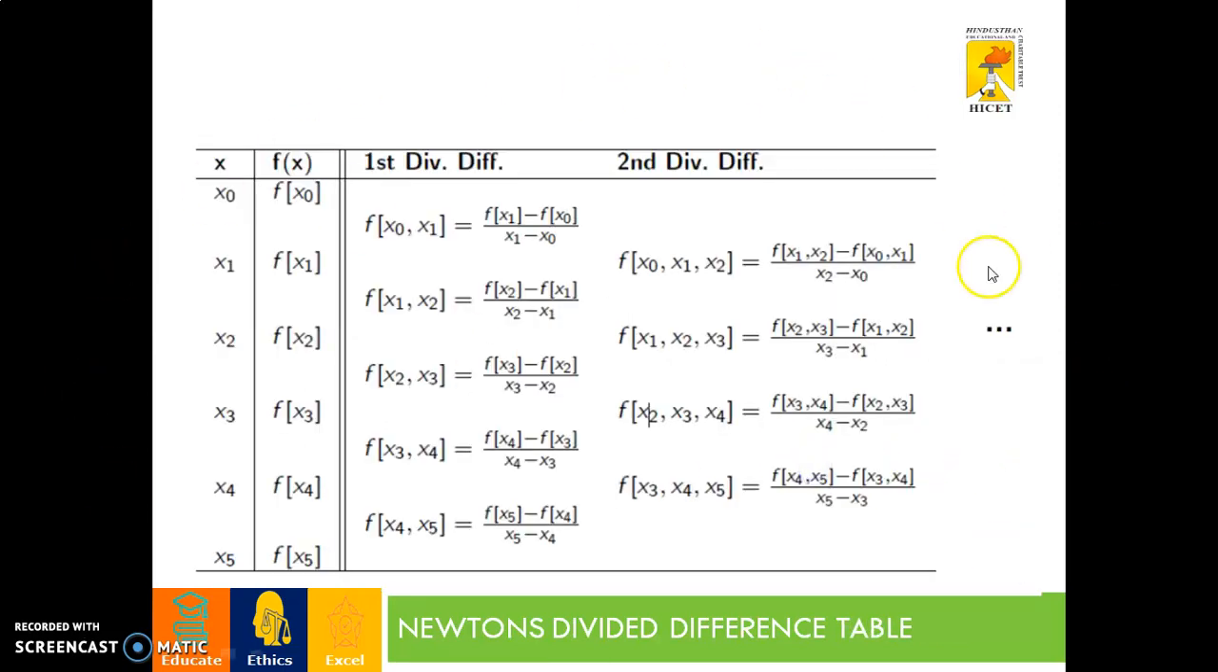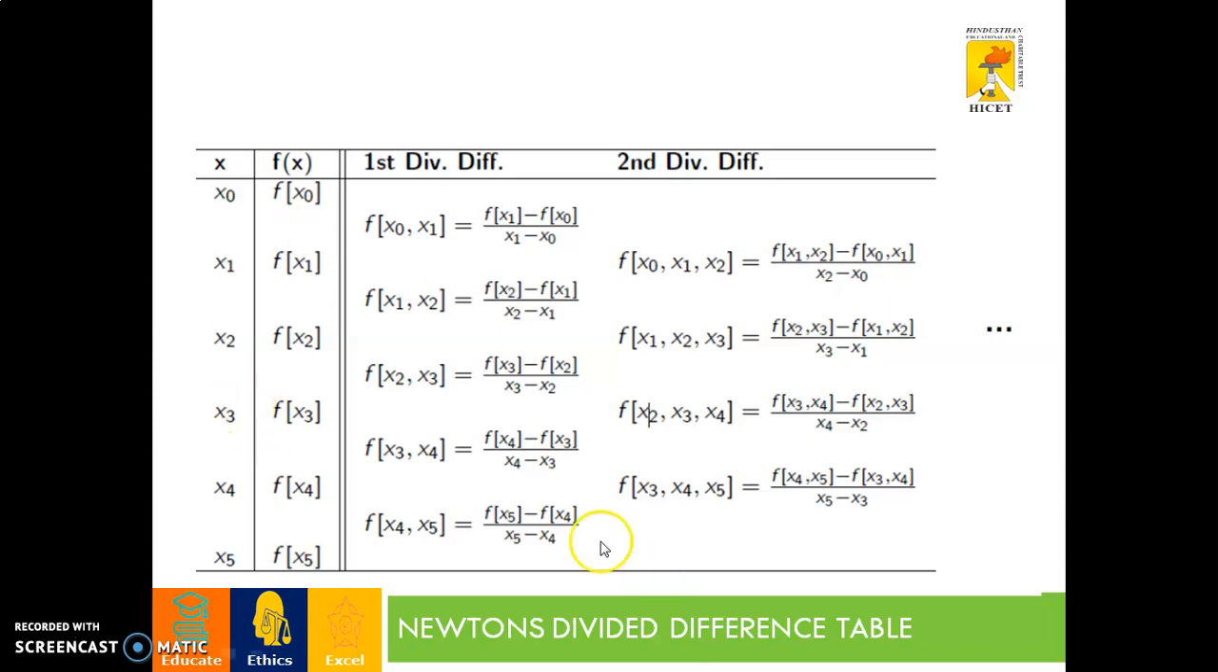So this is the way to form the divided difference table. The values of x will be given as x0, x1, x2, x3, x4, x5, and the corresponding f(x) or y values will be given in the problem. You have to check whether the values of x are equally spaced or unequally spaced. Newton's divided difference formula can be applied for both equal and unequal intervals.